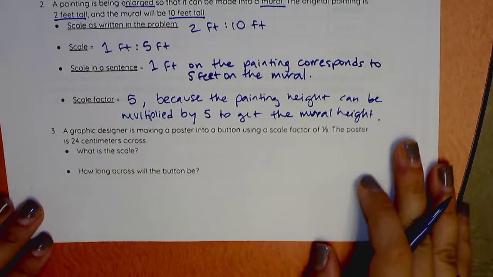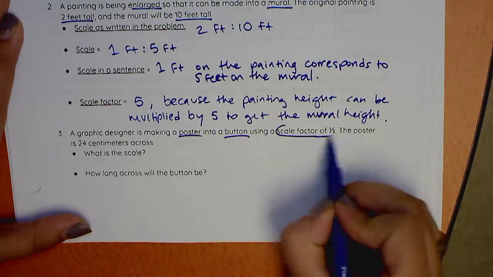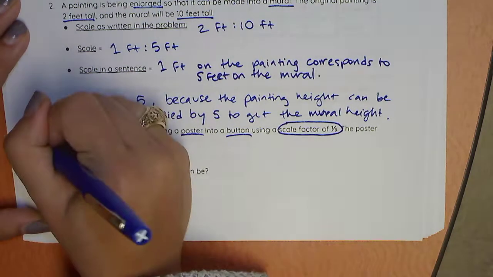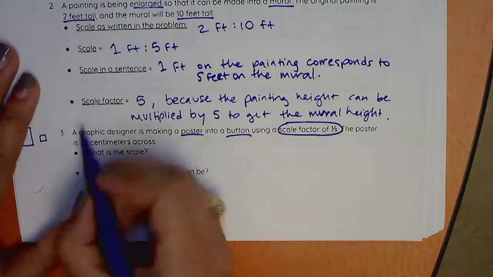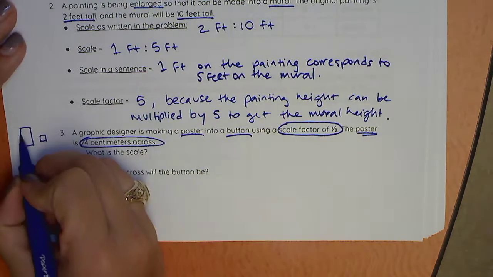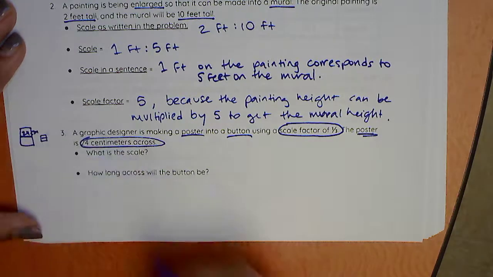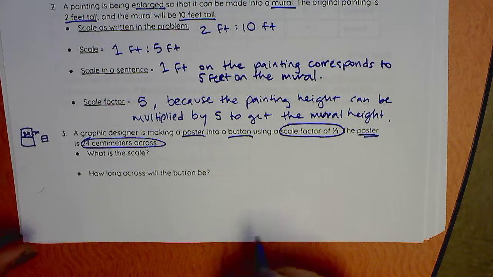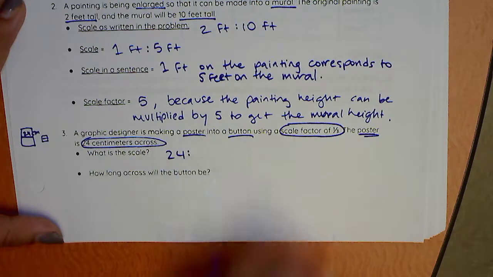Number 3, a graphic designer is making a poster into a button using a scale factor of 1/3. So that means it used to be a poster this big, and then now it's going to be a button that's 1/3 as long, or across. The poster is 24 centimeters across. So across the length of the poster, it's 24 centimeters. So the scale will be the old length to the new length.